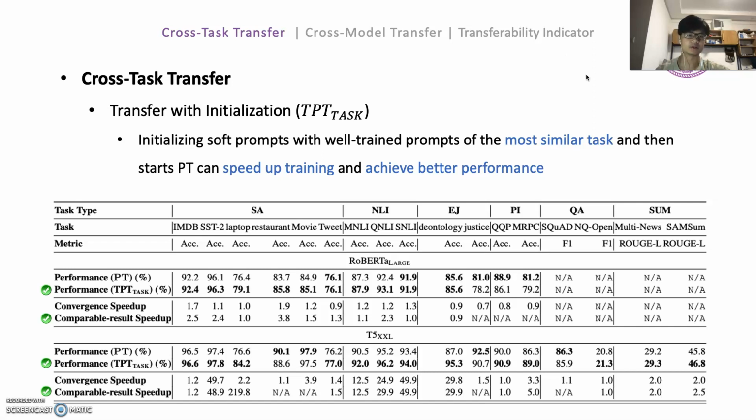Besides, we propose to transfer prompts for initialization. Specifically, for a target task, we choose the most similar prompt according to zero-shot transfer performance. Then we use it as the initialization and start to train. As shown in the table, experiments show that this method can both accelerate prompt tuning and achieve better performance.